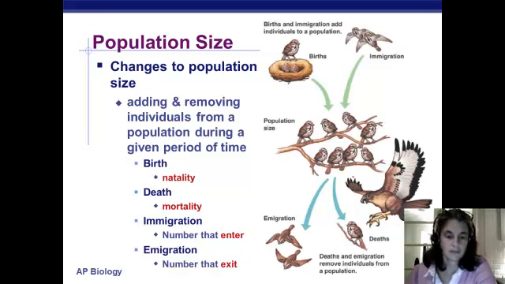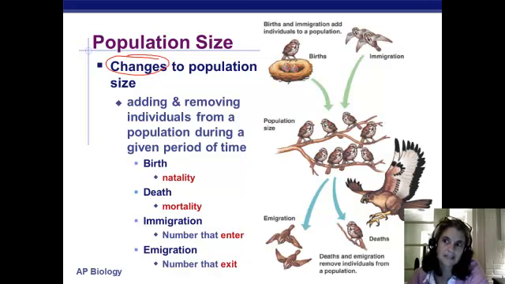All right, changes to population size. Notice that says changes to population size. Knowing the size of a population, boom, I go outside, I know how many oak trees are in my neighborhood. That doesn't really tell me anything. What tells me something is if I find out how many oak trees are in my neighborhood today, and then maybe next year I come back and measure them again. And so now I know, has my number changed over time, or has it stayed the same? Then I can get a handle on a trend for my population size.